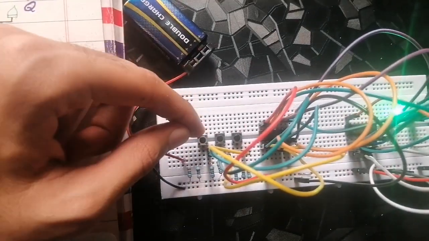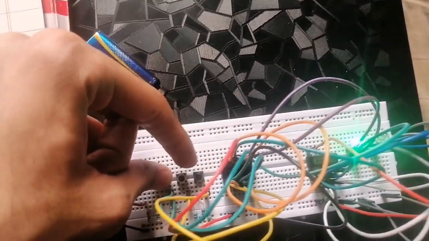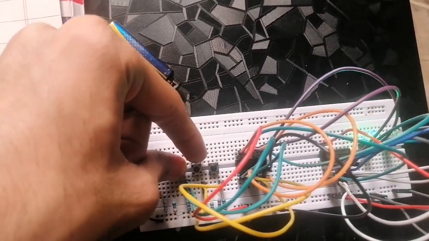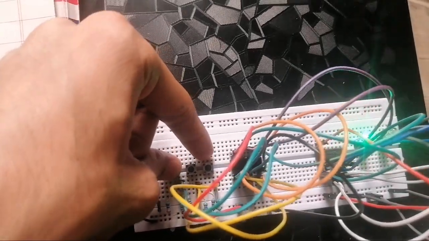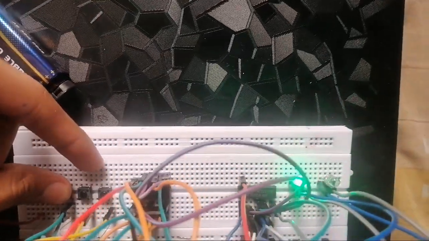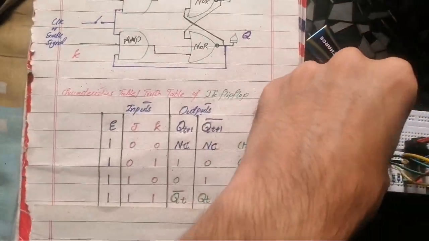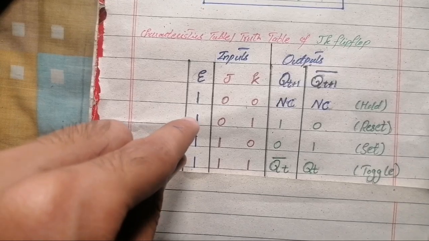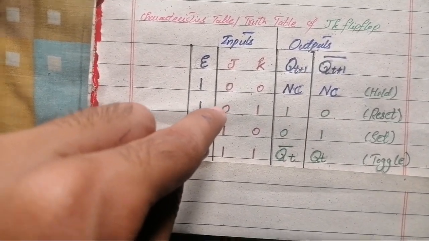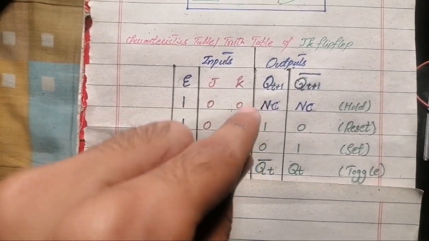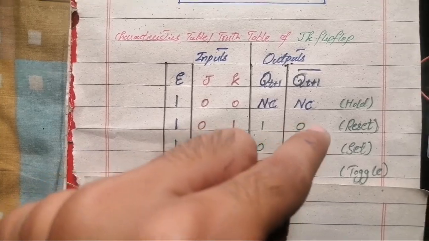So this is my enable signal; I press it to give 1 and leave the two push buttons. If I do not press these two push buttons, it means there will be 0, and you can see there is no change on output. Now let's see another combination. If enable signal is 1, J is equal to 0 and K is equal to 1, Q will be 0 and Q bar will be 1, which is the reset case.